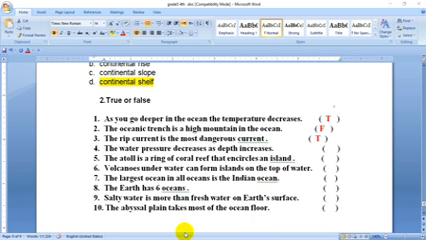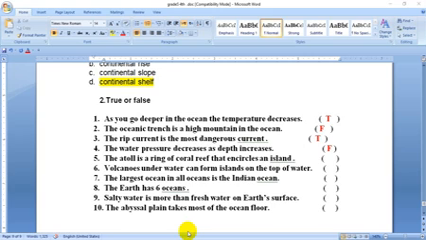Question 4. The water pressure decreases as depth increases. It means as you go deeper in the ocean, the water pressure becomes low or decreases. No, of course not, because as we go deeper in the ocean, or as the depth increases, the pressure increases. So the answer will be false, and instead of decreases, it should be increases.